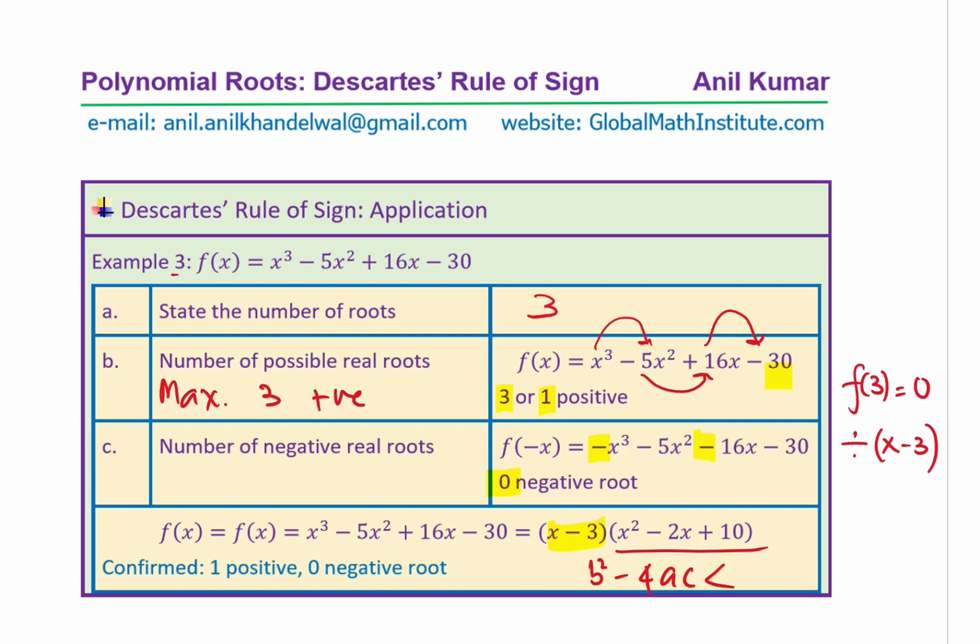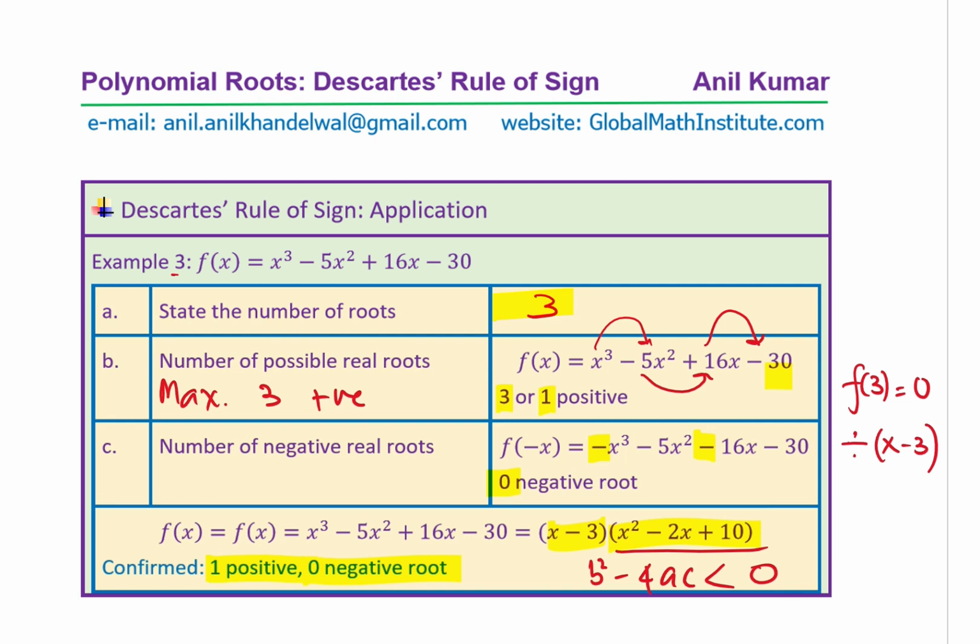Clearly, b square minus 4ac in this case is less than 0, and therefore both the other roots are complex. I'm not calculating those roots now, but I'm just confirming that we have maximum 3 or 1 positive, but no negative, and that's what we got. We got 1 positive, right? So it confirms that we have one positive root and zero negative roots. Since it's a cubic equation, the other two roots are complex, right? It's your duty now to find those roots. Is that clear? Use the quadratic formula.